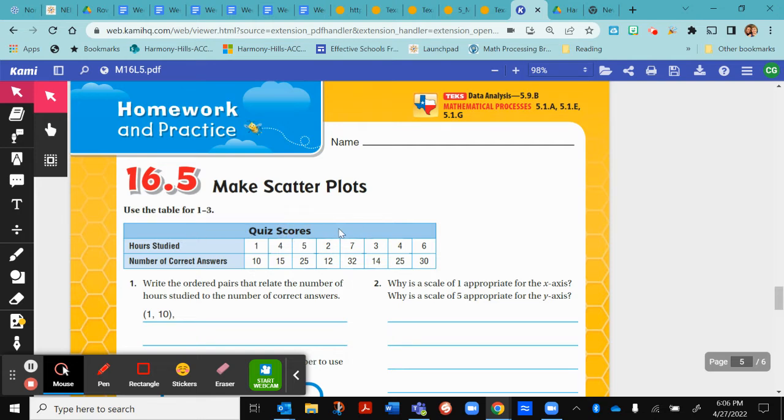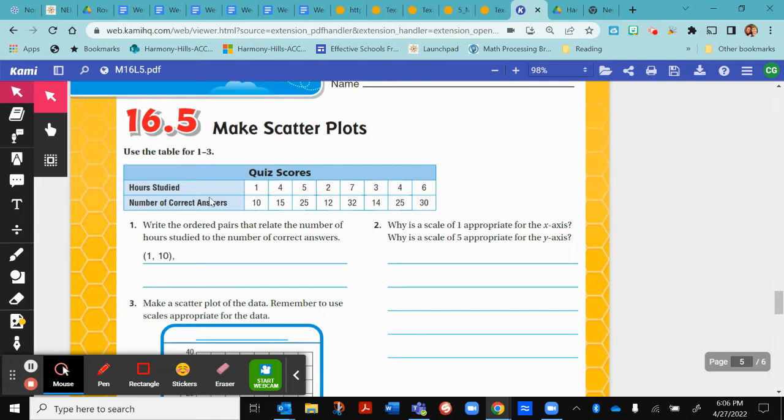This table here is going to be showing quiz scores. So hours studied. If you studied 1 hour, the number of answers correct were 10. If you studied 4 hours, the number of correct answers would be 15. If you studied 5 hours, you would get 25 correct answers. If you studied only 2 hours, you got 12 questions correct. 7 hours, you got 32 questions correct.